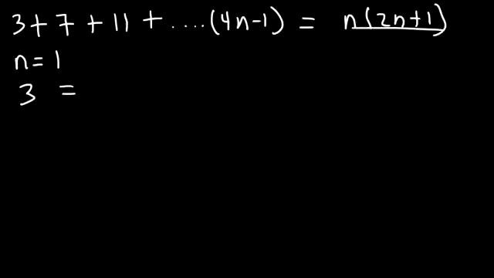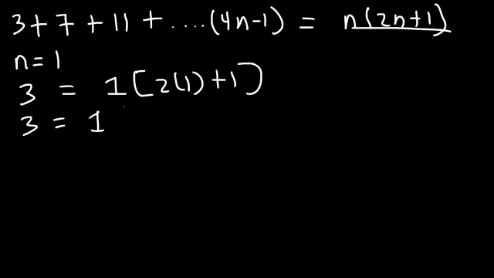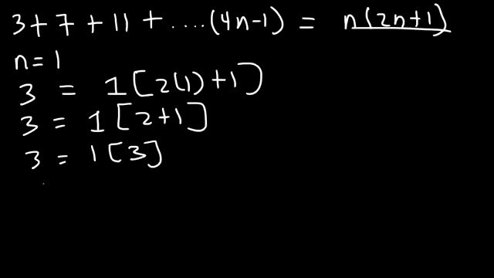And n is 1, which represents the sum of terms on the left. So we only have one term, so the sum has to be 3. If we replace n with 1, this is going to be 1 times 2 times 1 plus 1. 2 times 1 is 2, and 2 plus 1 is 3. 1 times 3 is also 3. So it's true for n equals 1.